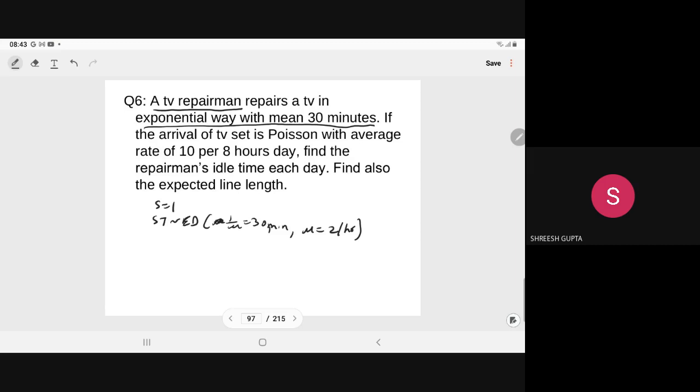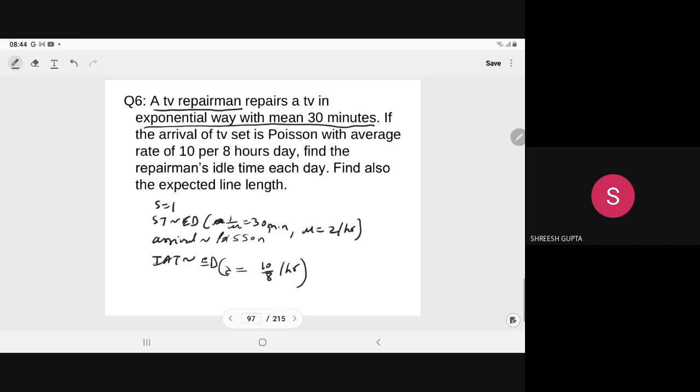If arrival of the TV sets is Poisson with average rate of 10 per 8 hours, it means the arrival follows the Poisson process. So if arrival follows the Poisson process, it means inter-arrival time follows the exponential distribution with the rate lambda, and lambda is 10 per 8 hours, means 10 by 8 TV sets per hour.